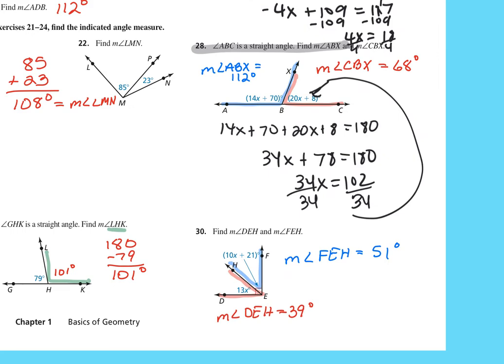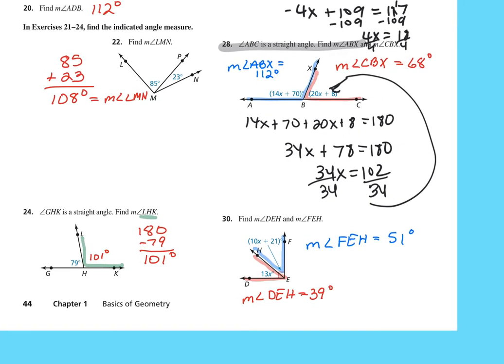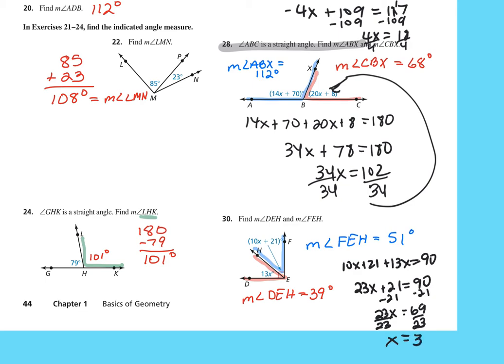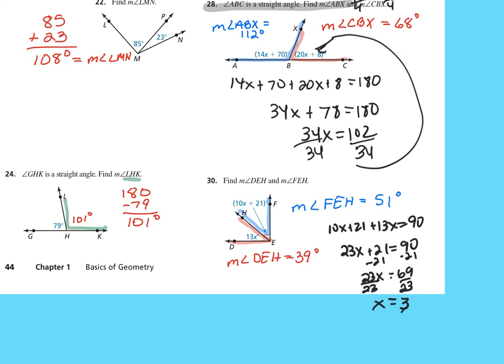All right, so 30, FEH is 51 degrees and DEH is 39 degrees. Yeah. I got 41 and 26. Did you add them together and set them equal to 90? Yeah. So you got 23x plus 21 equals 90. Subtract the 21. 23x equals 69. Divide by 23. X is 3. Oh my gosh. I put X is 2. Okay. And then plug it back in.